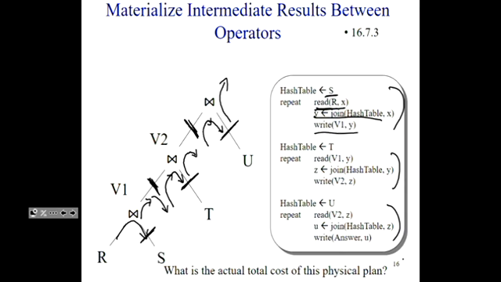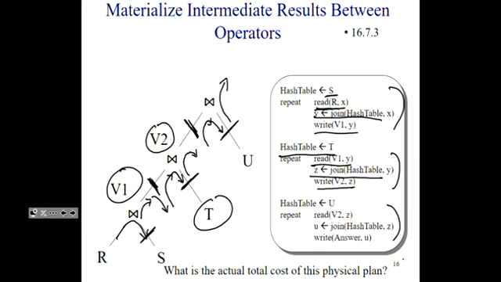So that is V1. And then you create a hash table on T, you read in all of V1, you do the join and then you write it out as V2. Create a hash table on U, read in V2, and then one block at a time, do the join and then write it out, right? So the final result is going to be R join with S, join with T, join with U.